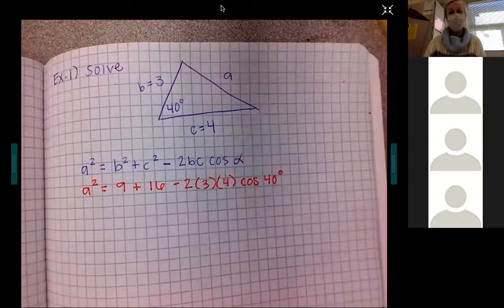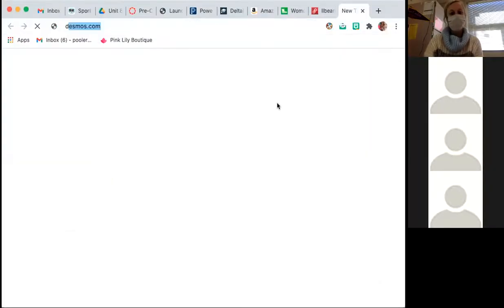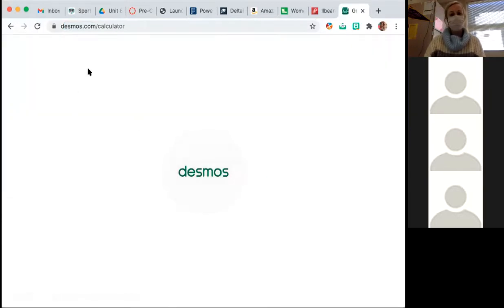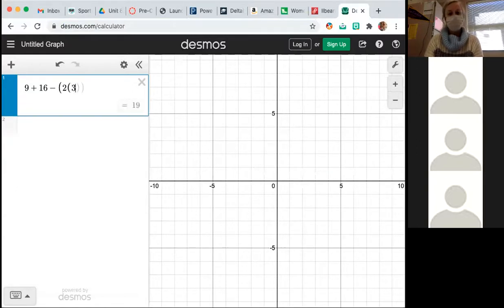So I'm going to switch over to Desmos so I can show everyone how to type this in. Hopefully I have it open. I don't. I got my Christmas shopping open though. All right, 9 plus 16 minus. Did everybody see how I put parentheses? Because you need to multiply 2 times 3 times 4 times cosine 40 first, okay? 2 times 3 times 4 cosine of 40.